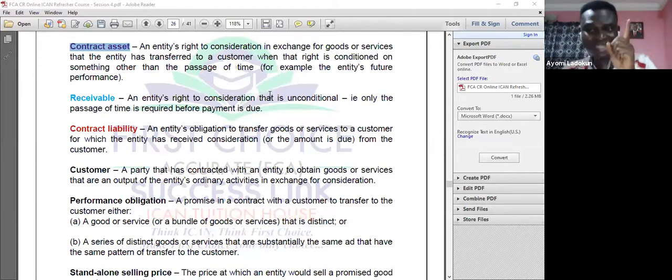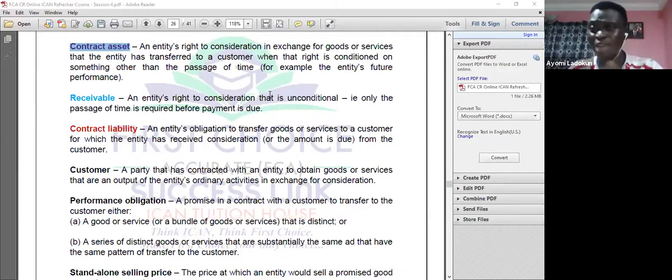In that case, you as a company will recognize a contract asset, because that condition is not a passage of time. Passage of time is when I come to your office and say I want to buy a generator, and you give me 30 days to pay. That means it only requires a passage of time for me to pay you. In that case, you recognize a receivable. Can you see that?